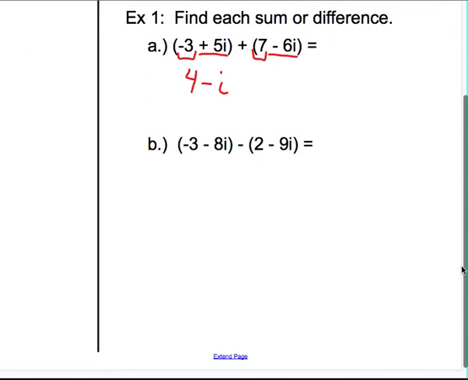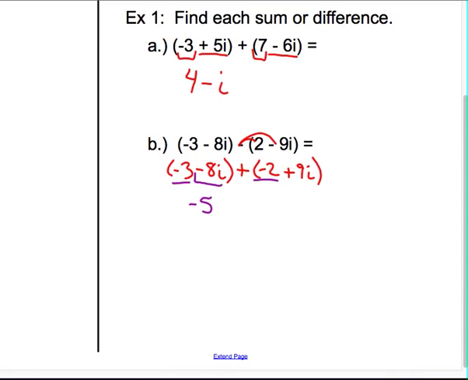When we subtract with complex numbers, I like to distribute the negative sign so that I'm actually adding. It's easier to keep track of adding. So I get -3 minus 8i plus -2 plus 9i. When I combine my real parts, -3 plus -2 gives me -5. -8i plus 9i gives me a positive i.